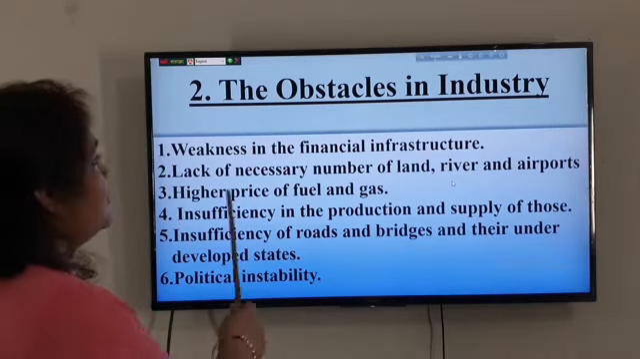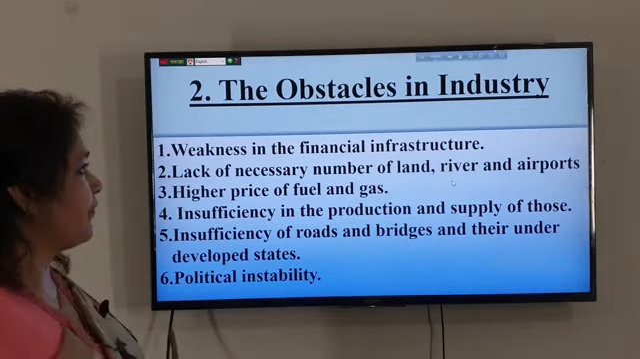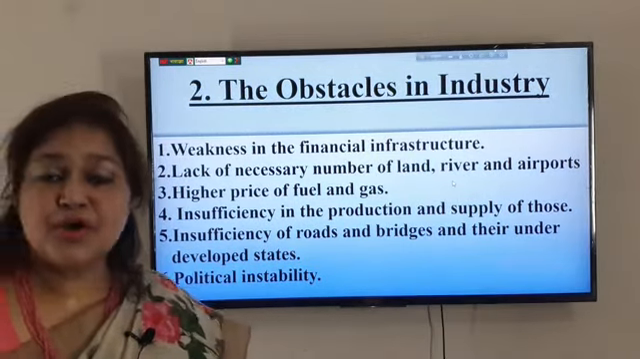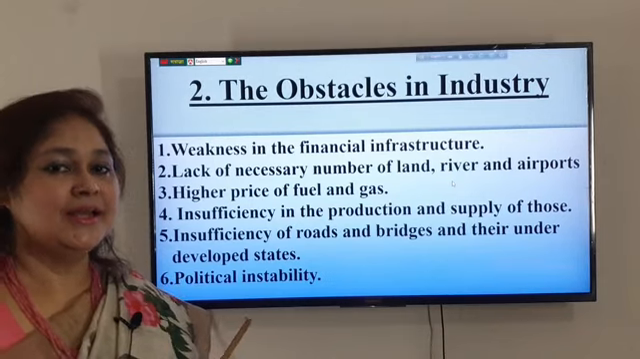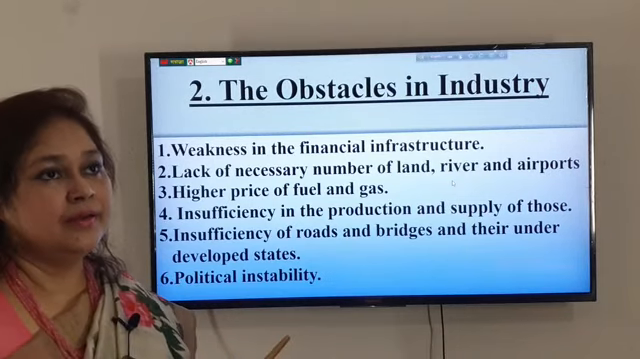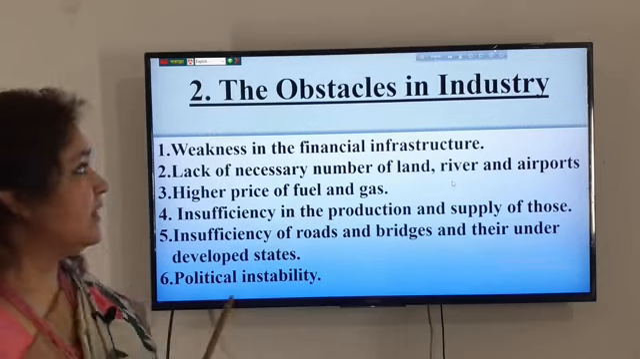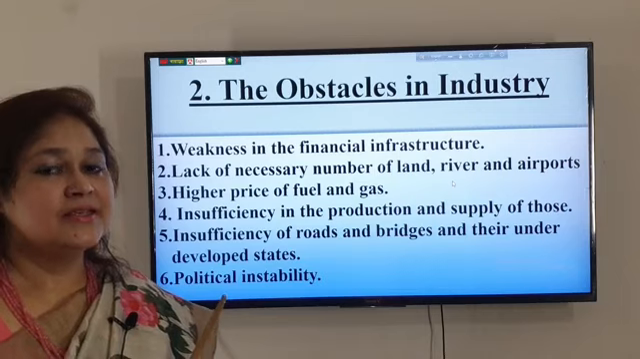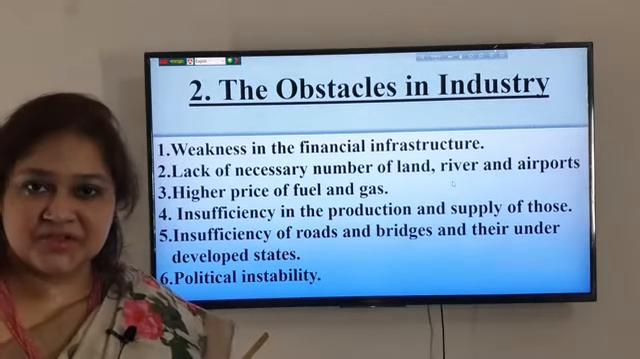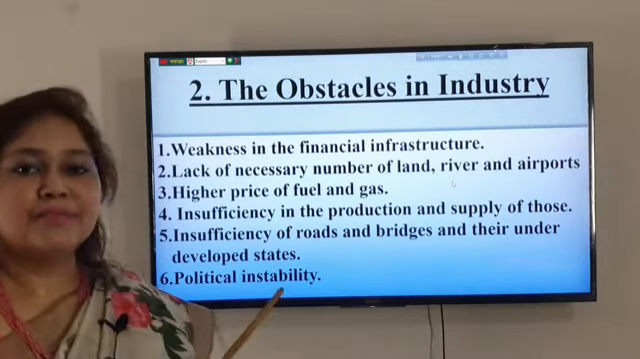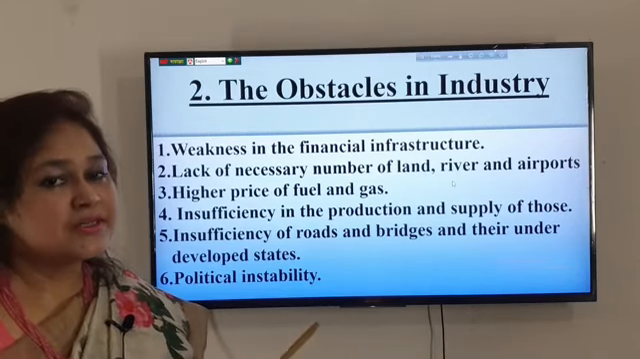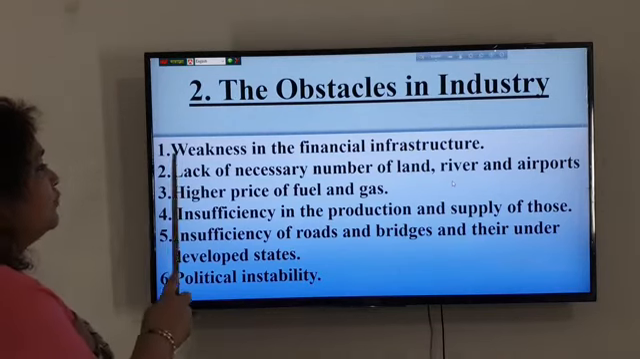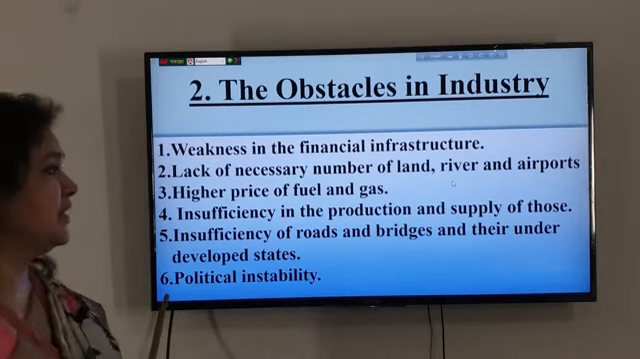And what are the obstacles in industry? I have said that the contribution of the industrial sector in our country is gradually increasing, but in our country we cannot see sufficient large industry, and there are also some reasons behind this. And what are the reasons? The main one is weakness in the financial infrastructure.